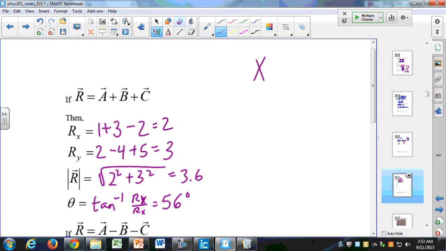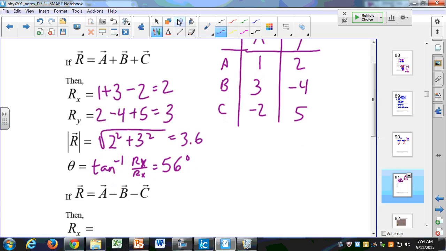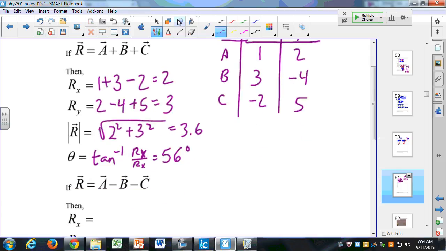I'm going to rewrite these x and y components for these three vectors over here. I want you to try something else. Now, instead of finding a plus b plus c, I want you to find a minus b minus c. So there's the x and y components. They're all still the same, but think about what happens when I subtract a vector.